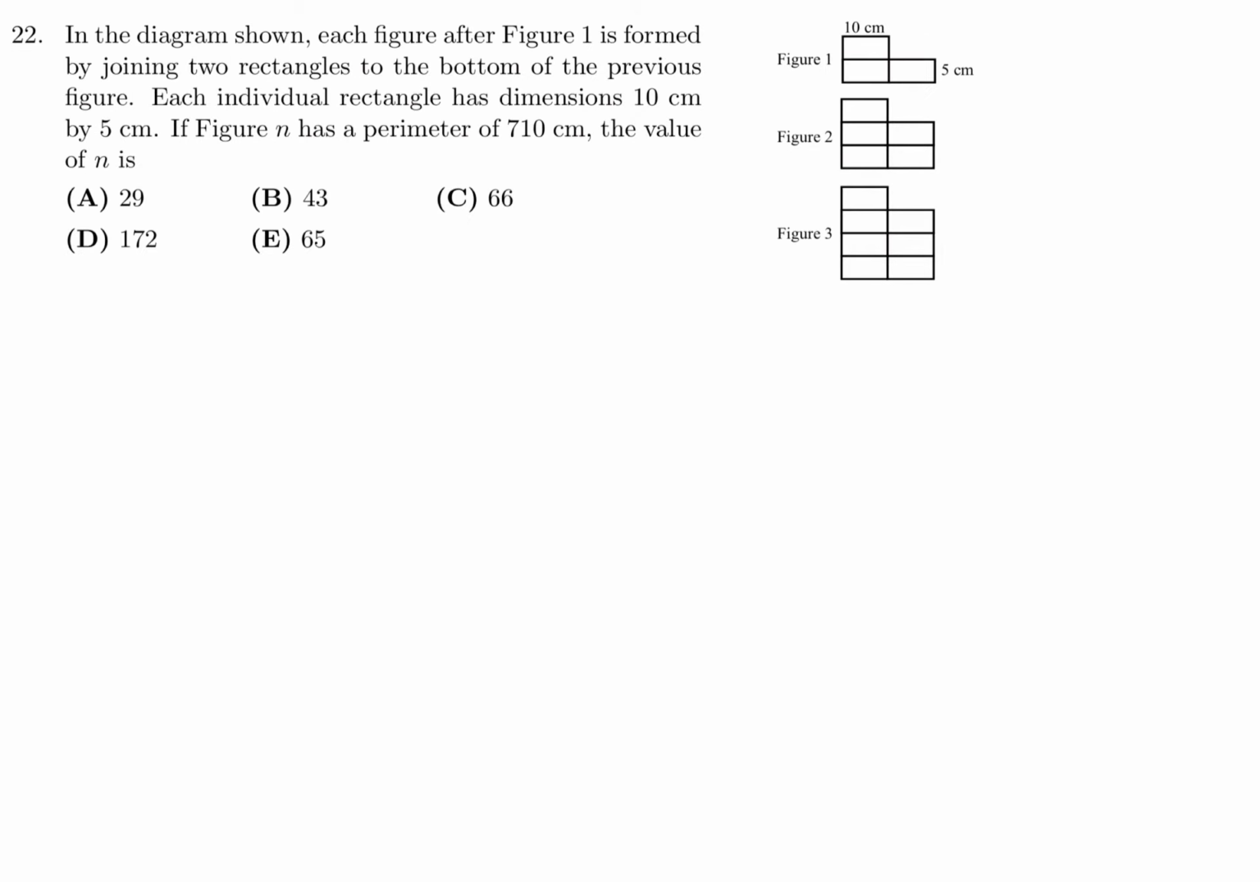In the diagram shown, each figure after figure 1 is formed by joining 2 rectangles to the bottom of the previous figure. Each individual rectangle has dimensions 10 by 5. If figure N has a perimeter of 710, the value of N is. We have the figure, and then we have the perimeter. So let's see what we get.